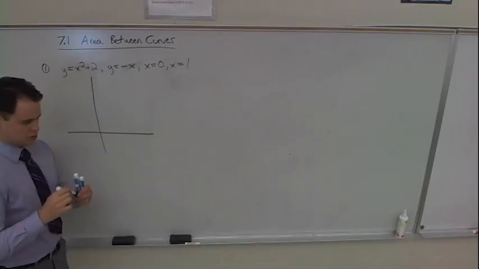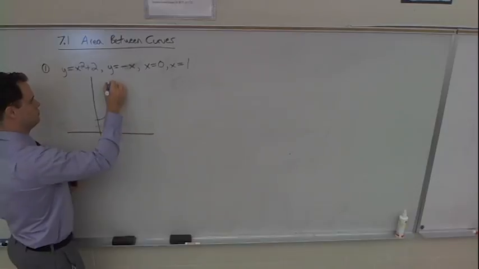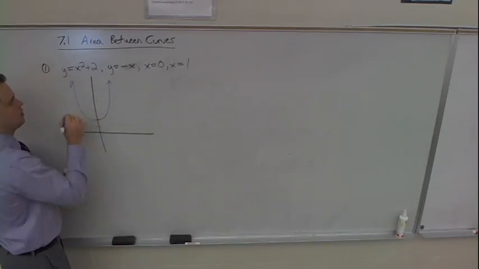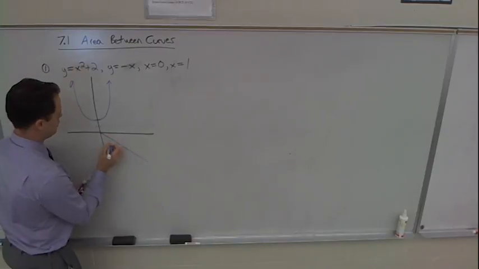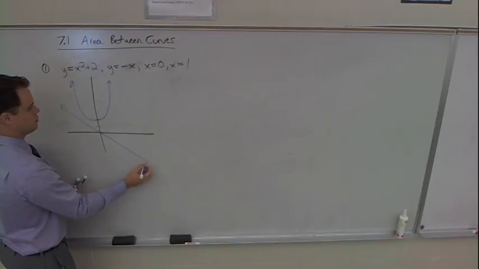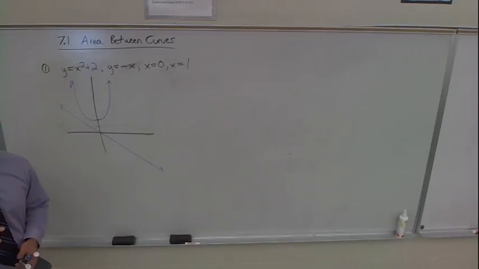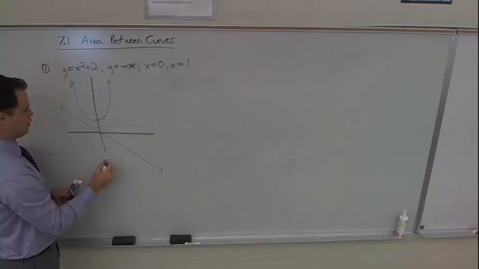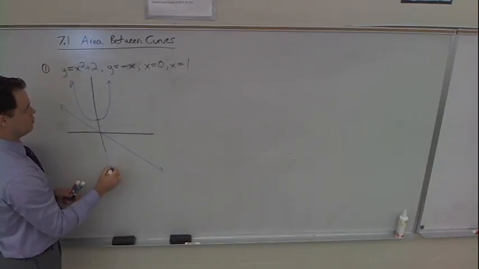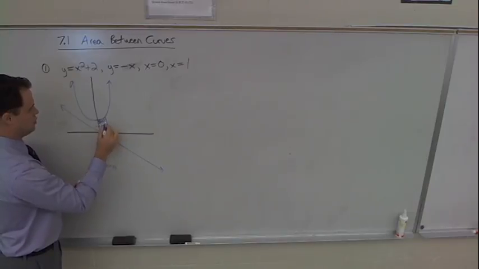So x squared plus 2 is of course a parabola shifted up 2. Something like that, right? Negative x is your line with intercept 0, down 1 over 1. There's that. That's the vertical line, right? Vertical or horizontal? Vertical. Of course it's vertical. So I'm going from here to like here. So the region between all those is this guy, right?